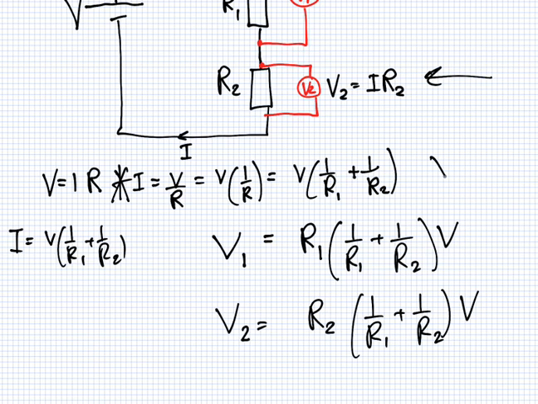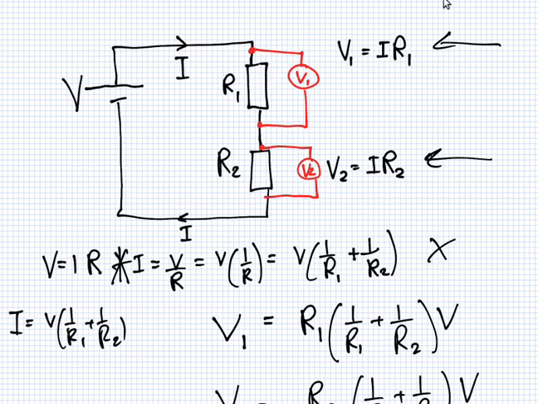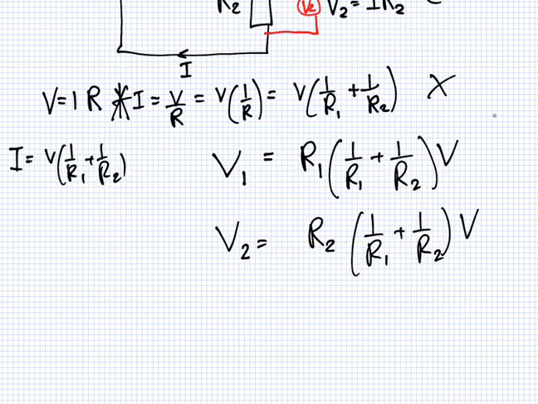Here, this is wrong, because these are not in parallel. The total resistance is just R1 plus R2. So I just need to change this here. It is 1 over R1 plus R2. So I just changed these here.